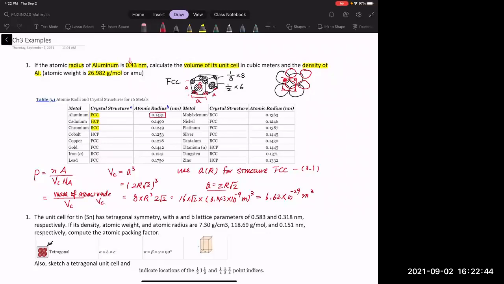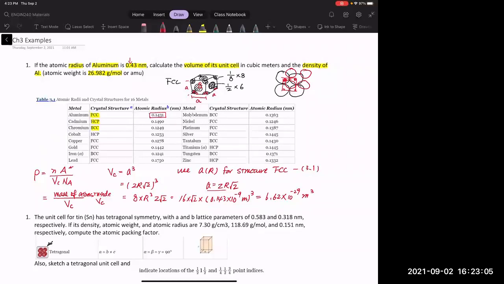Right? So how many atoms are in there, and what is the total mass of that? You divide by the unit cell volume, that is the density. And the mass of the atoms inside of the V sub C is equal to N times A divided by N sub A.